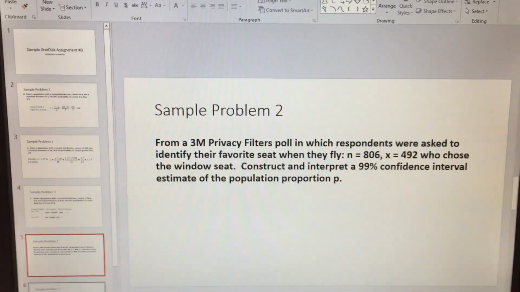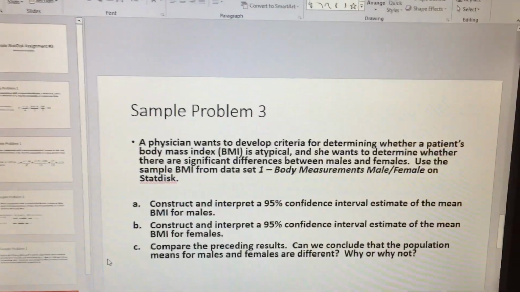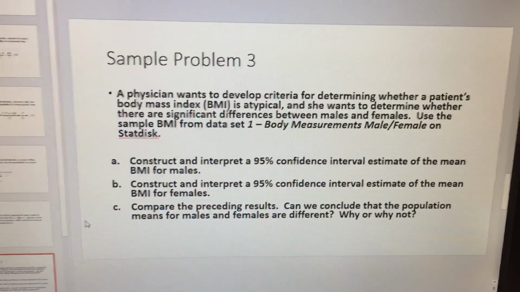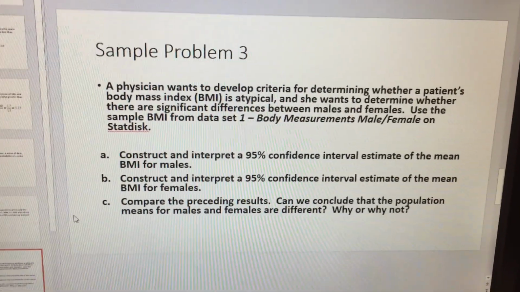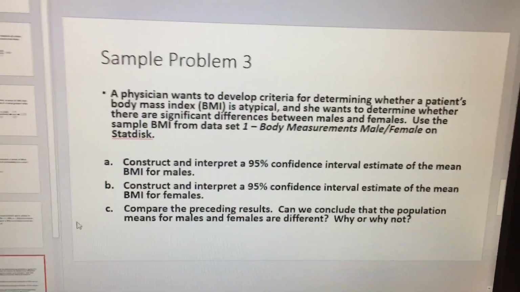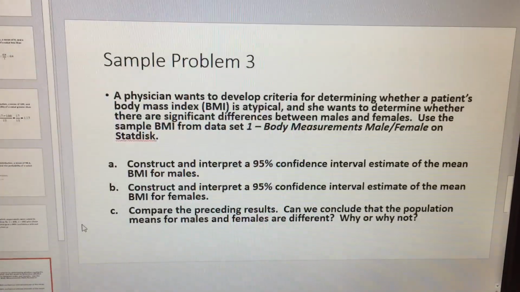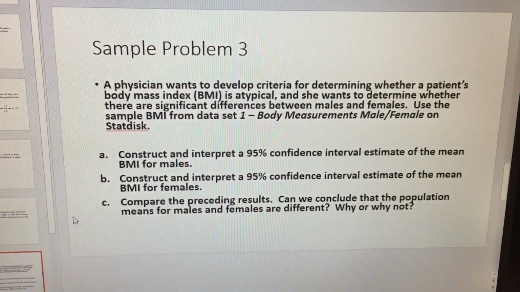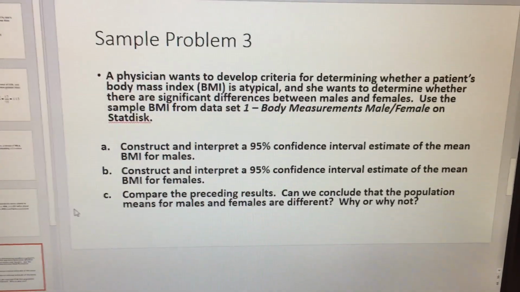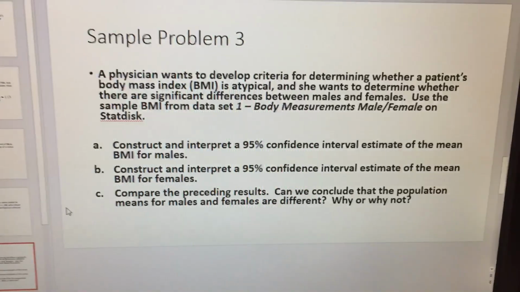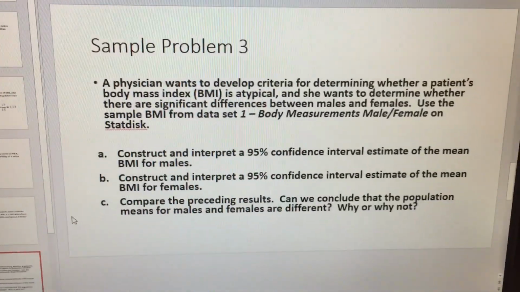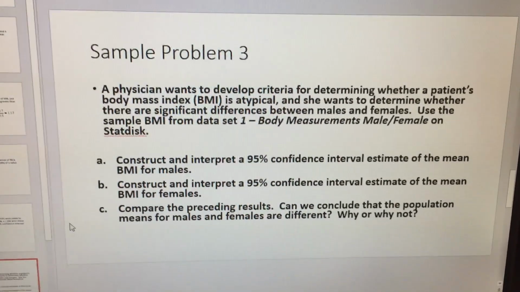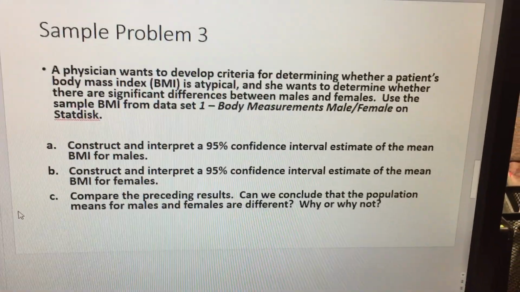And now on to problem number 3. This has 3 parts here. A physician wants to develop criteria for determining whether a patient's body mass index is atypical, and she wants to determine whether there are significant differences between males and females. Use the sample BMI from Data Set 1, body measurements for males and females, on StatDisk.